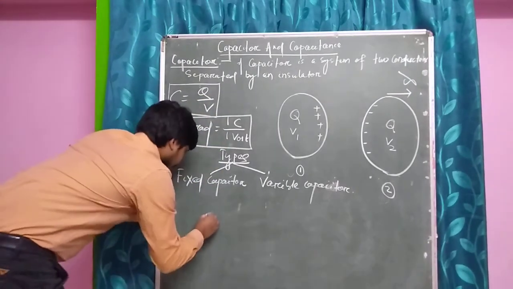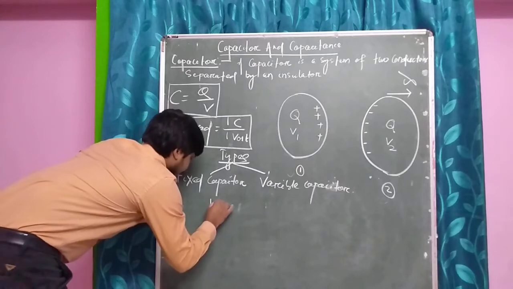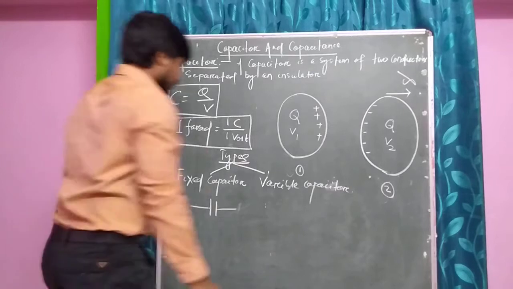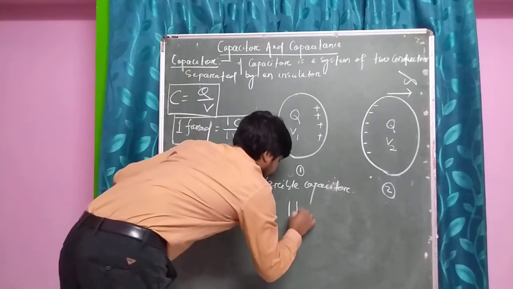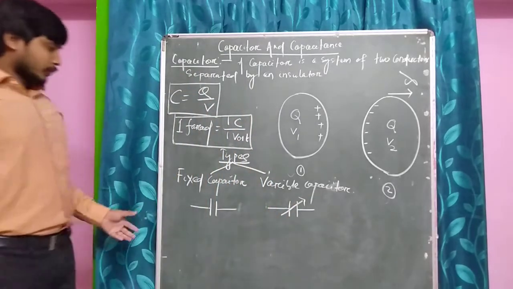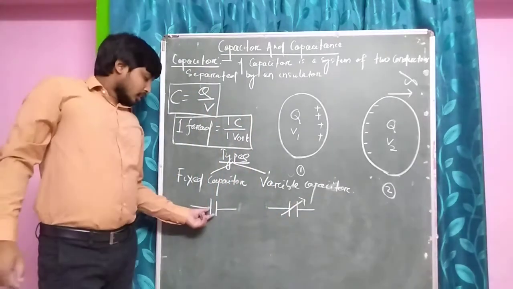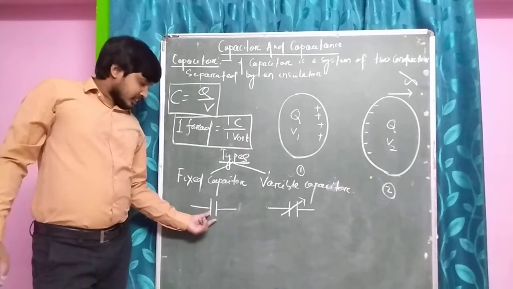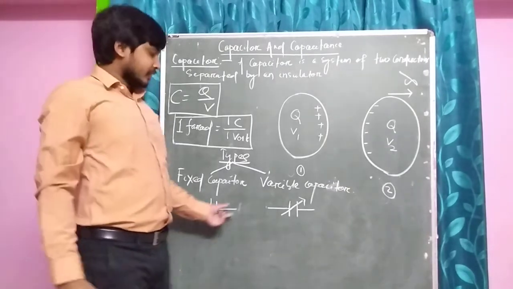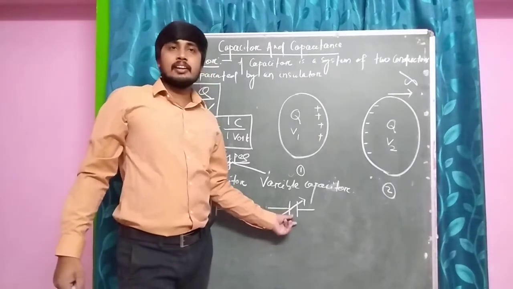The picture and representation of this fixed capacitor is like this. And for variable capacitor, it is like this. So whenever you find a picture like this on a capacitor, that means it is a fixed capacitor, and if it is like this, it means it is a variable capacitor.